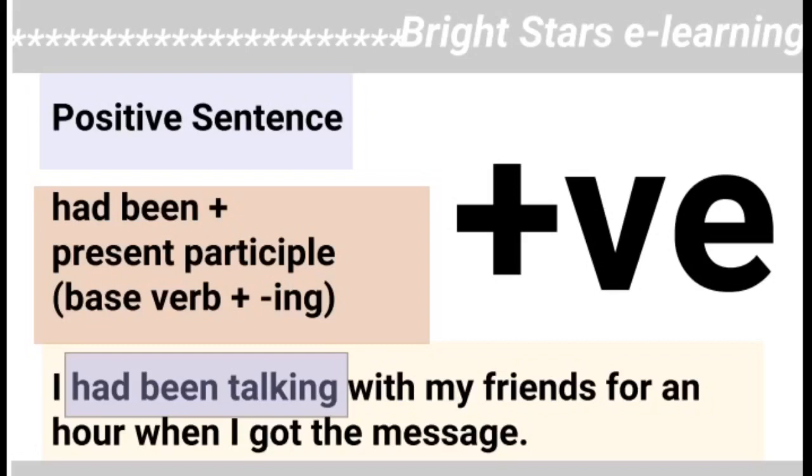Next one, here is one example given. I had been talking with my friends for an hour when I got the message. So here, by the time I got the message, the talking had been going on. In this sense we use "I had been talking when I got the message."